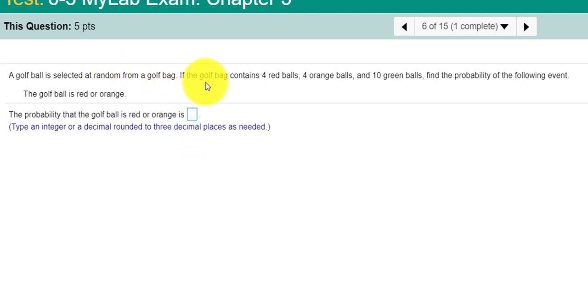In this problem you have a golf bag that has 4 red balls, 4 orange balls, 10 green balls, and you're asked to find the probability of the following event: that the golf ball is red or orange.